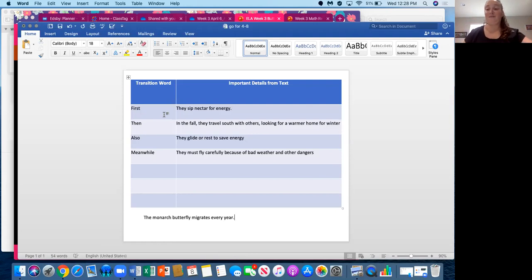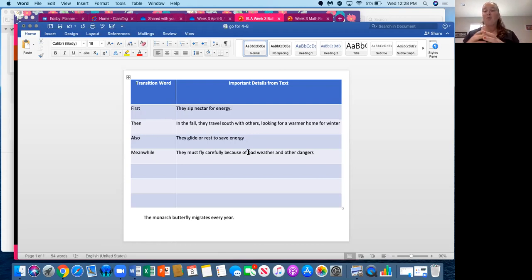Then you can tell me, first, this happens, then that happens. So it says, then in the fall, they travel south with others. They look for warmer homes in the winter. You might add in a little bit of elaboration there. Maybe you say they travel to California and Mexico. Just a little bit of extra detail makes that writing super interesting. They glide through the wind, and this helps them save energy. They rest and drink more nectar. You might just, again, elaborate.